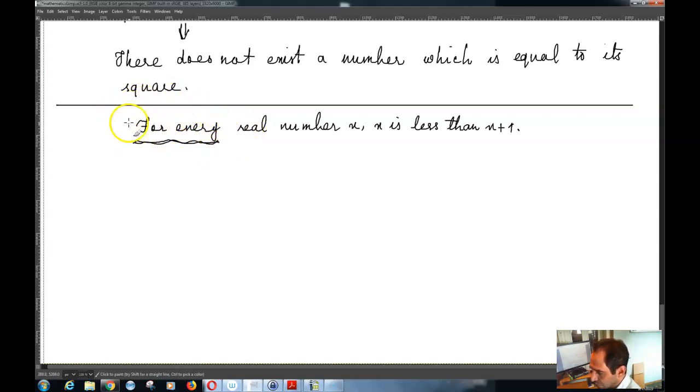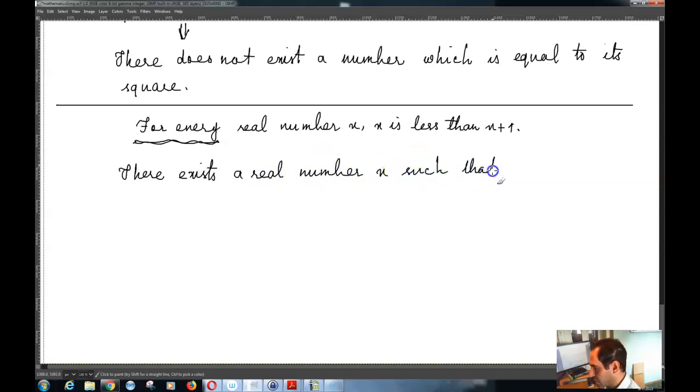Oh, that's actually very smart. They have negated this as there exists a real number x such that x is not less than x plus 1.